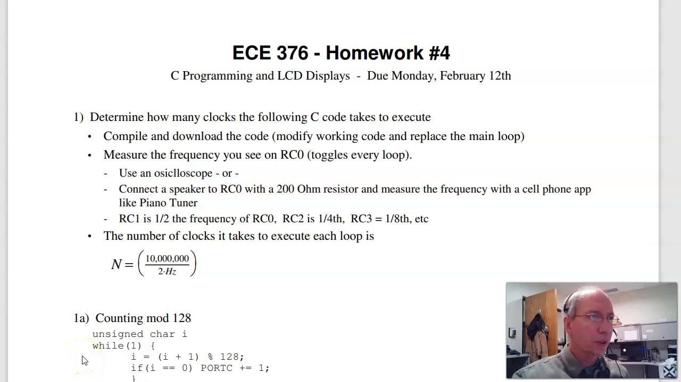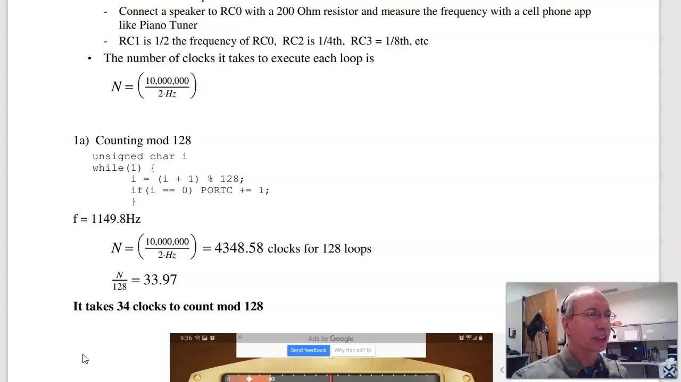Here are solutions to homework set number 4 for ECE 376 Embedded Systems. This homework looks at C programming and the LCD display. Now the first problem is trying to find out how long it takes for C code to execute.